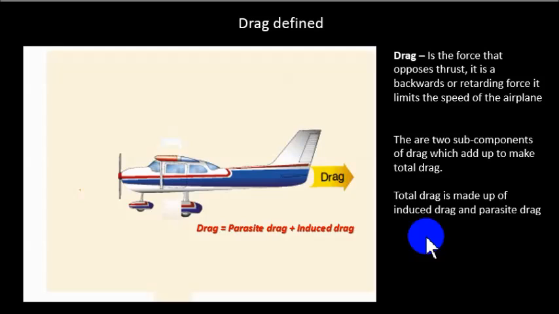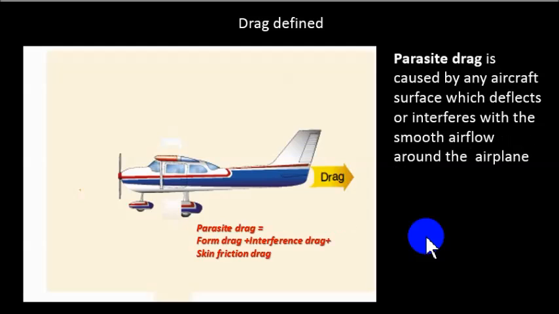Now back to drag. We talked about the 4 forces of flight: lift, weight, thrust, and drag. And we said drag was not by itself. Drag's not alone. In this sample, drag equals parasite drag and induced drag. So drag is the opposite of thrust. It opposes thrust, a backward or retarding force, but there's two subcomponents: parasite and induced drag, and we're going to talk about them both.